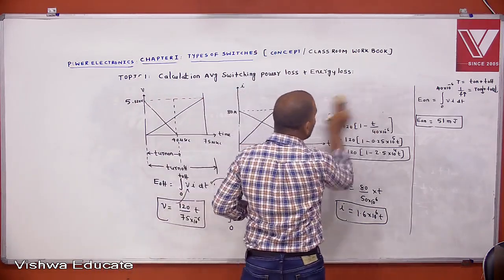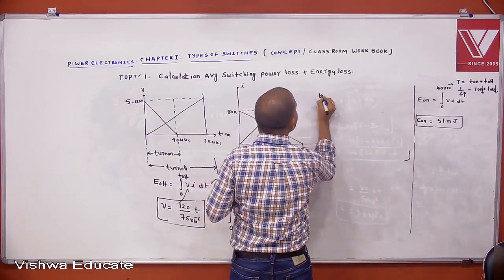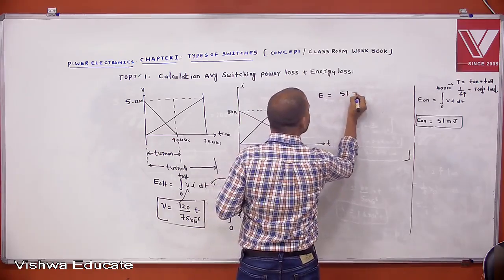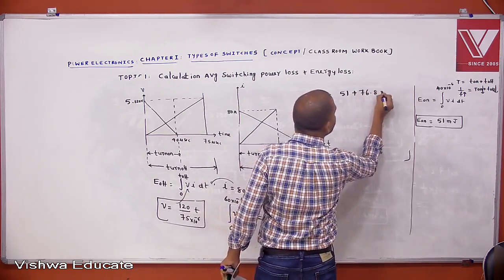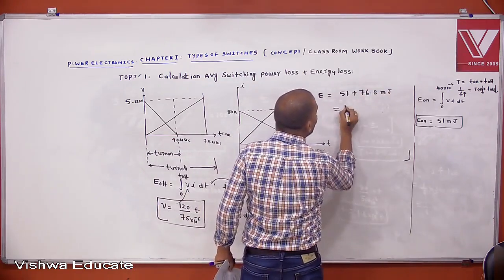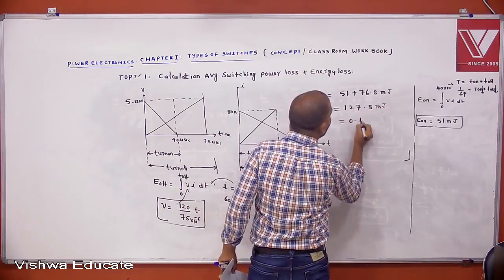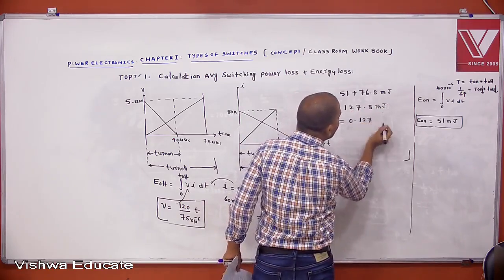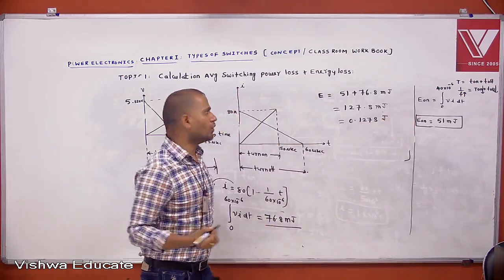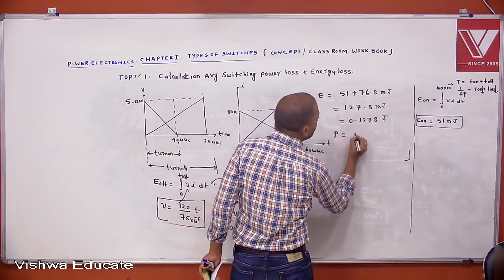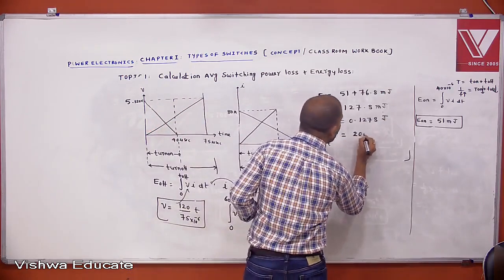Then what is the total energy loss now? Total energy loss is equal to 51 plus 76.8 millijoules. Okay, this we can get 127.8 millijoules. That is 0.1278 joules. But what is the power? Power is given as 200 watts.